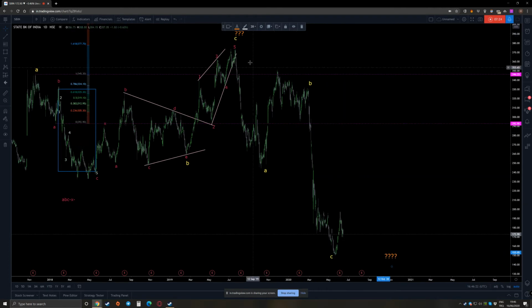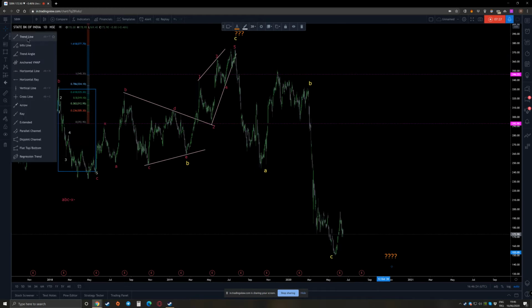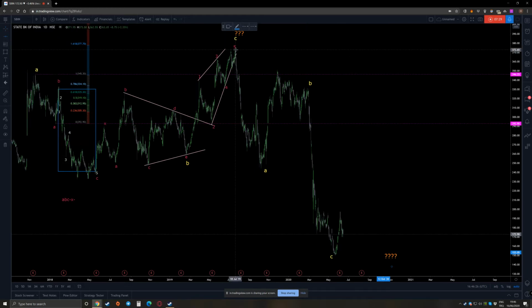The question is this: the move that has ended here, okay, let's put it here, and looks like another move ended here, true? Is this move impulsive or corrective? Now this move doesn't look impulsive to me. If it's not impulsive, what can it be? Well, it can be corrective. If it's corrective, what can it be? Well, it looks like we have a wave A here and a wave B here.